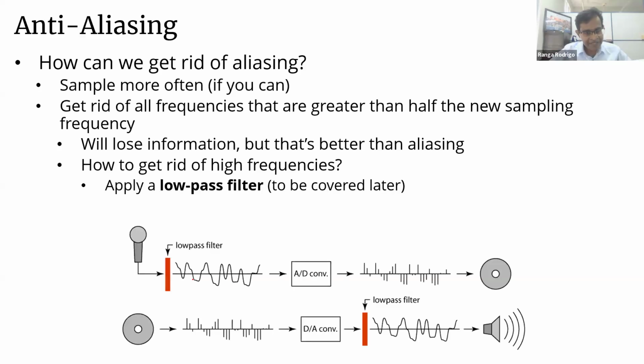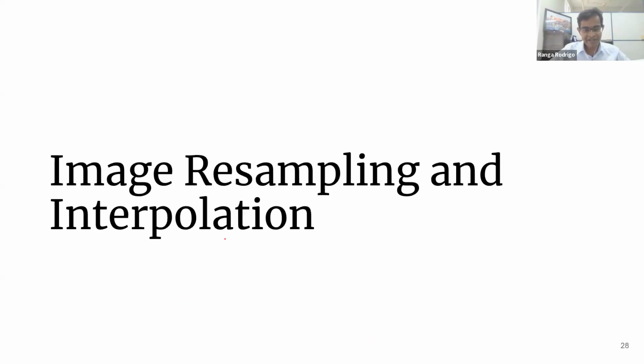How to get rid of high frequencies? You apply something called a low pass filter to do that. This is done before you sample the signal. So if you want to convert that to a CD or something, you do this low pass filtering first. In telephones also, this low pass filtering is done.